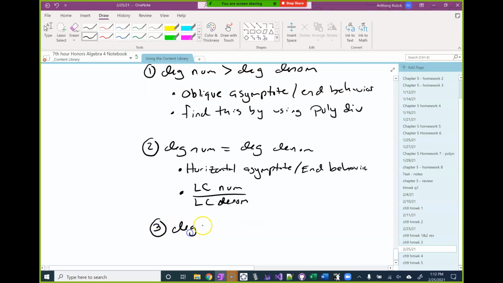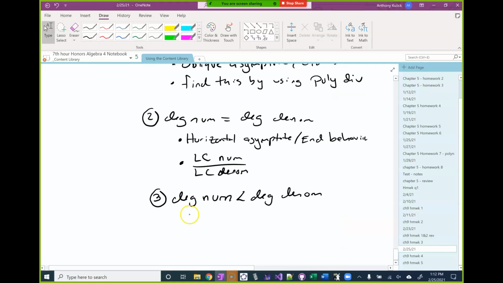And the last case is if the degree of the numerator is less than the degree of the denominator. Here again, we're going to have a horizontal asymptote or end behavior. It's usually not clear until you draw the graph which one you're going to have. And this one is easy because it's always going to be 0. Maybe I should just say y equals 0.